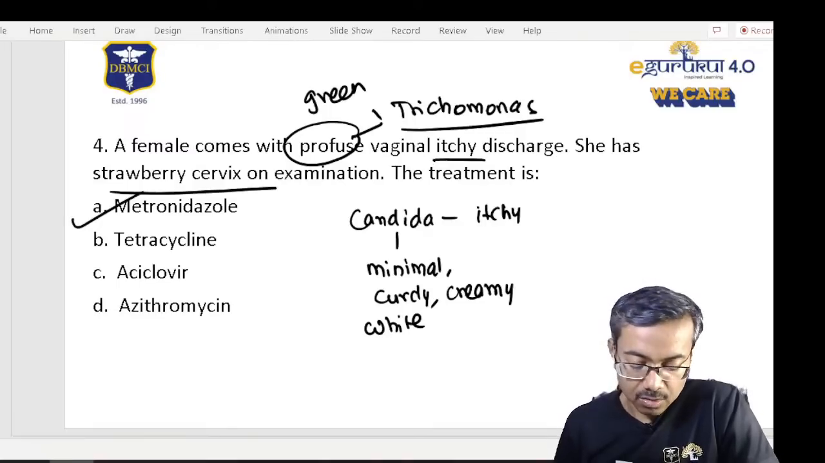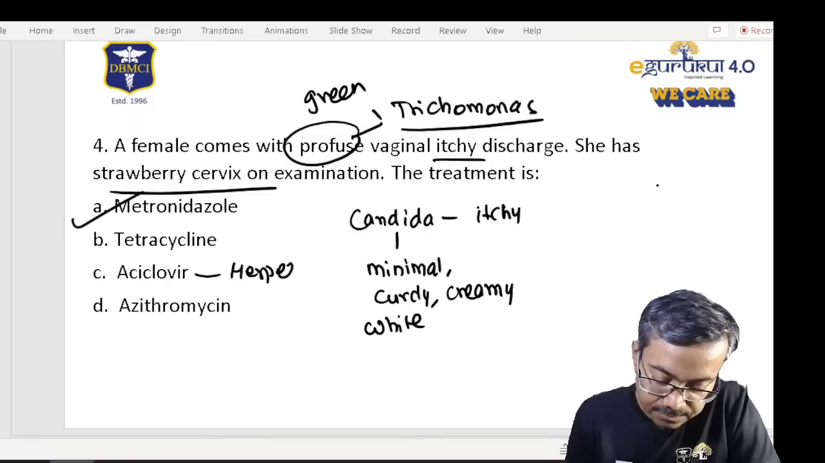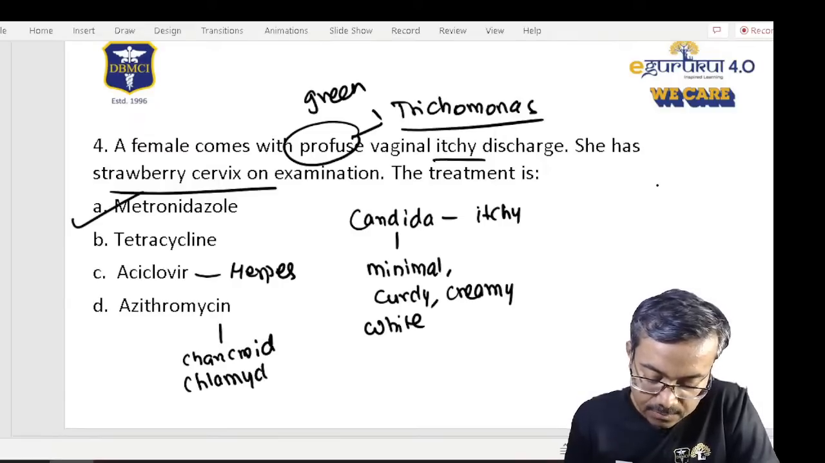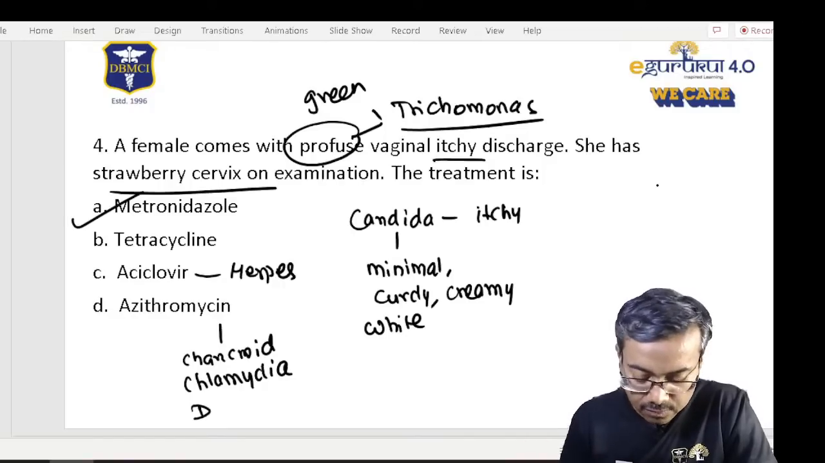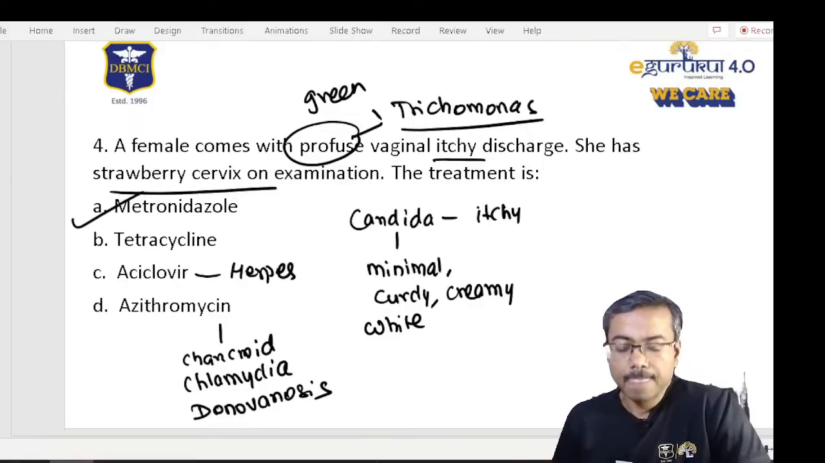Okay, metronidazole. Got it? Acyclovir would be if it was herpes. Azithromycin would be used in many conditions. For chancroid, you can use this. You can use it for chlamydia. Okay, you can use it for many conditions. Donovanosis also gets azithromycin.